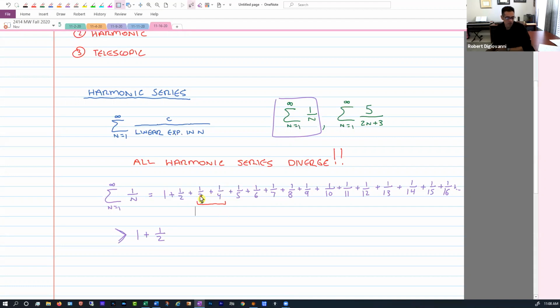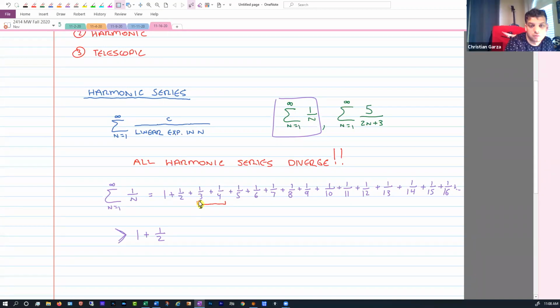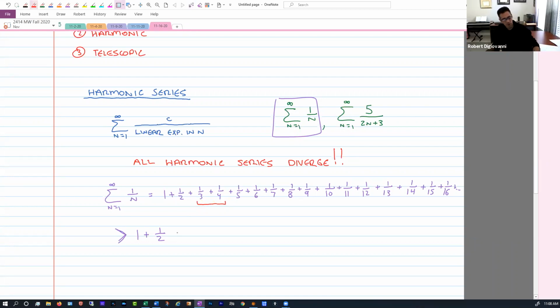Now, which of these is bigger? 1/3 or 1/4? 1/3, right? 1/3 is bigger than 1/4. So do you agree that if I did plus a fourth, this right here would be smaller than a third plus a fourth, wouldn't it? And so if this right here is bigger than these two added, then this inequality so far would hold, right?